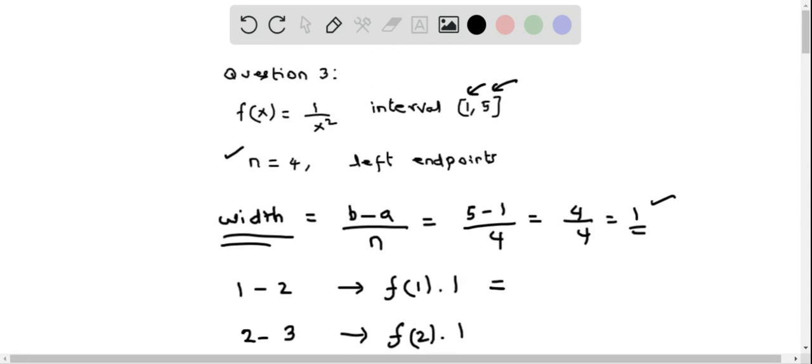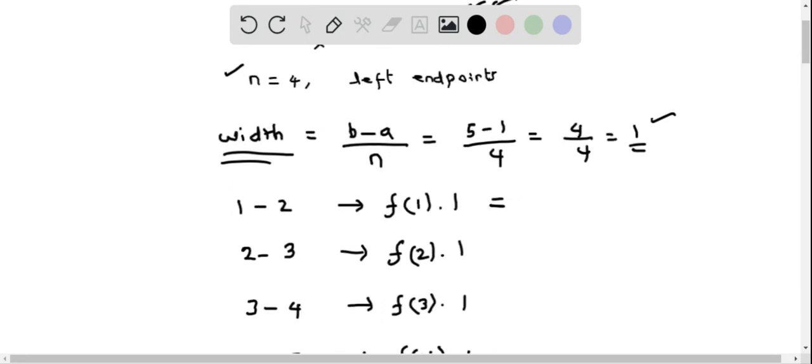So f of 1 means replace x by 1 in f of x, where f of x equals 1 over x squared. Replacing x by 1, we get 1 over 1 squared times the width. This gives the area of the rectangle. 1 over 1 is 1, and 1 times 1 is 1. So the area of the first rectangle is 1.